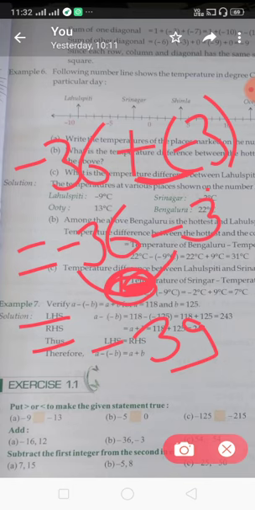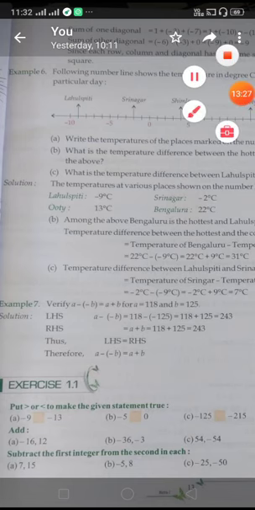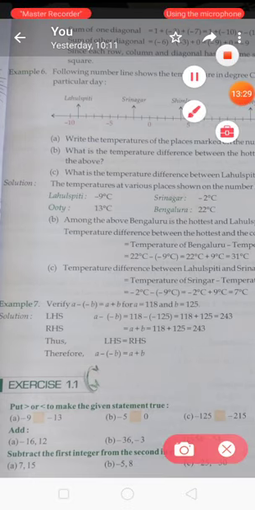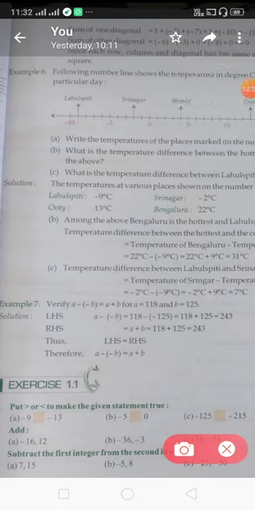Okay, subtract the first integer. How can you do subtraction here? Okay, there is one question I left there, that you also solve.